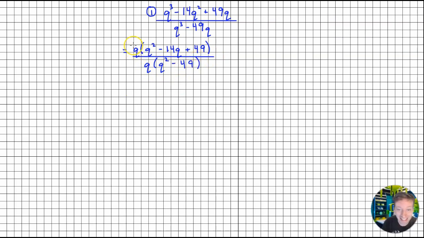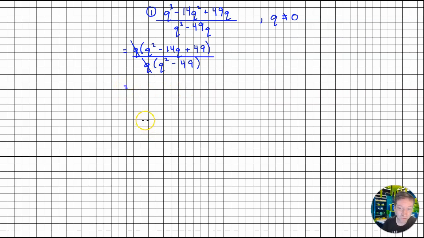Now, I can cancel out these q's, but very important, you can't divide by 0. That means q cannot be 0. So that's our first restriction. Let me write our restrictions up here. So q cannot be 0. Otherwise, we would be dividing by 0.